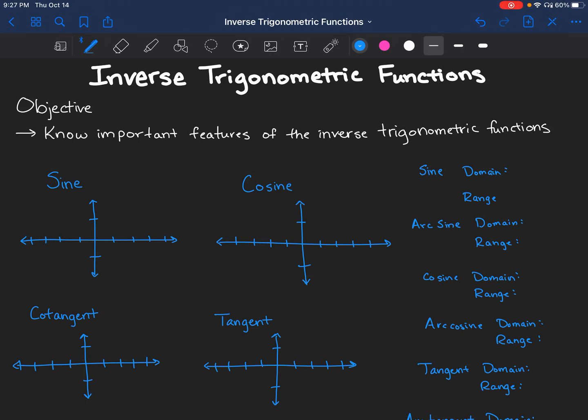So in this video, I'm going to briefly talk about inverse trigonometric functions, and the whole point of this is so that you have a better understanding of the important features of inverse trigonometric functions, specifically the domain and the range of these functions. So what I'm going to start off with is talking about just the original function, sine, cosine, secant, cosecant, tangent, cotangent.